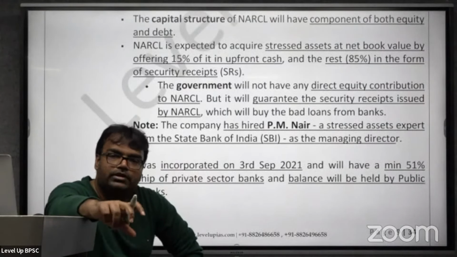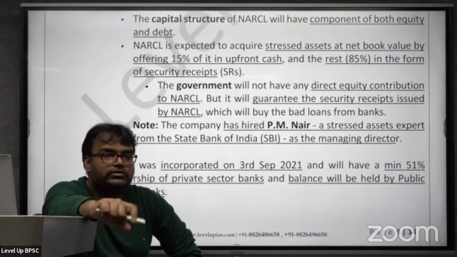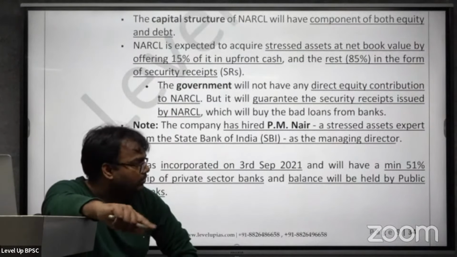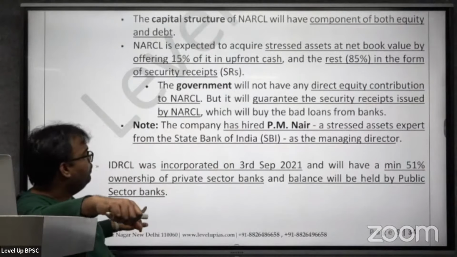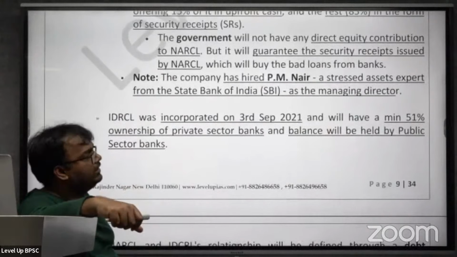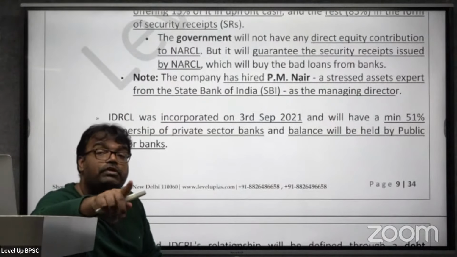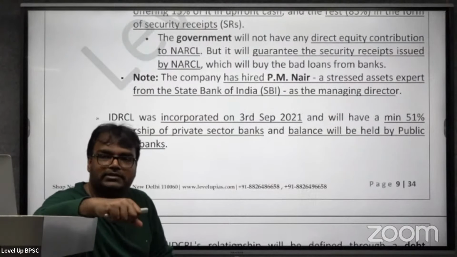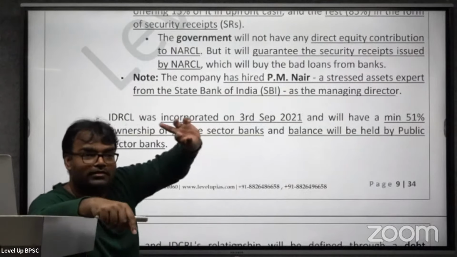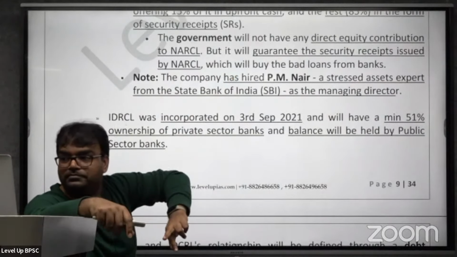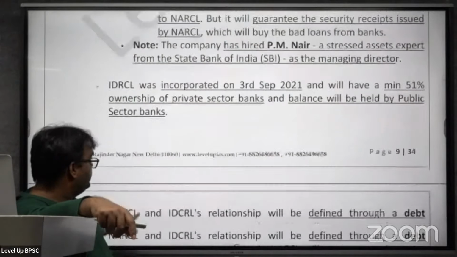NARCL is that component of this bad bank which will be acquiring bad loans from banks. Now, another body, IDRCL. It was incorporated on 3rd of September 2021. Here, 51% ownership is of private banks and the remaining 49% is of public sector banks. The opposite of what was happening above. Fine.